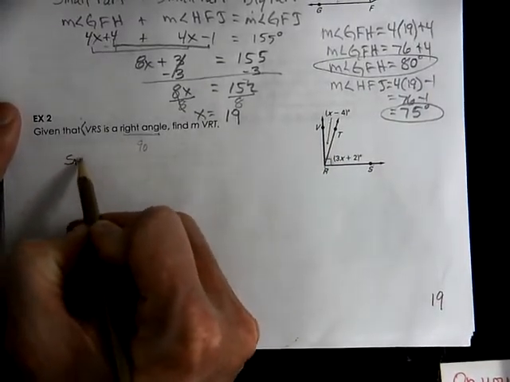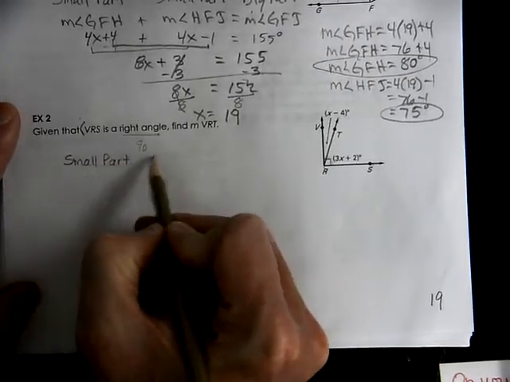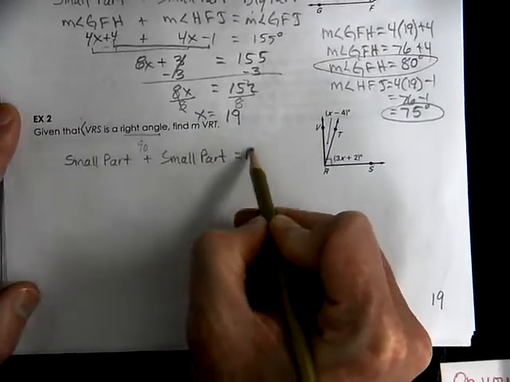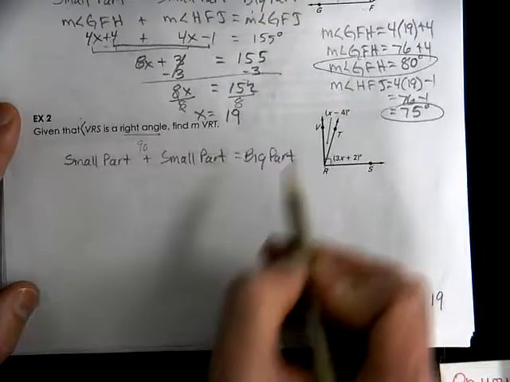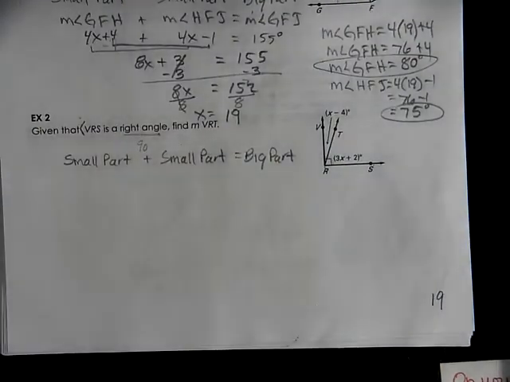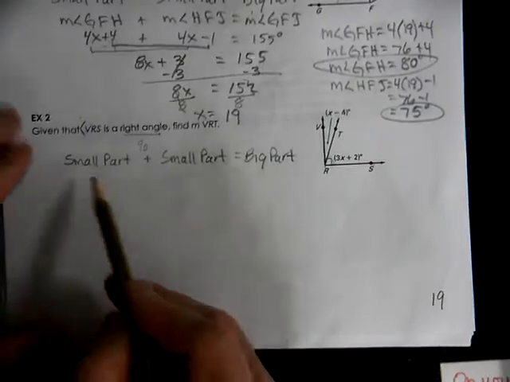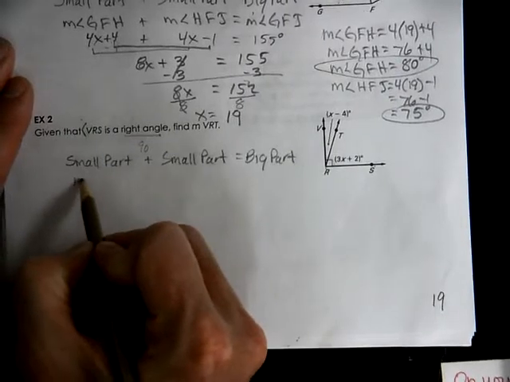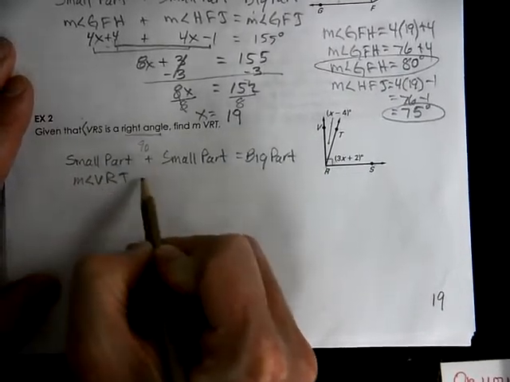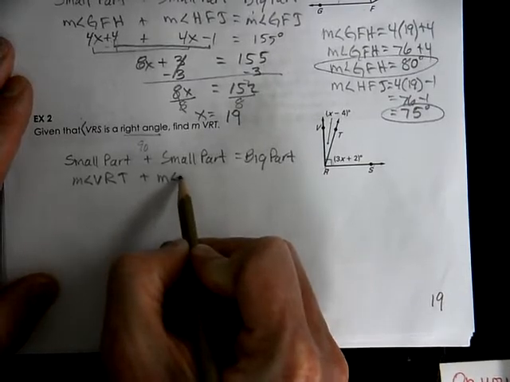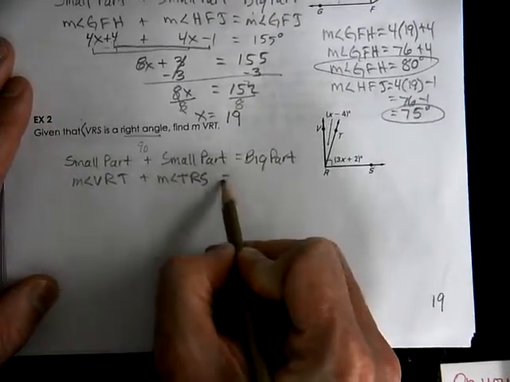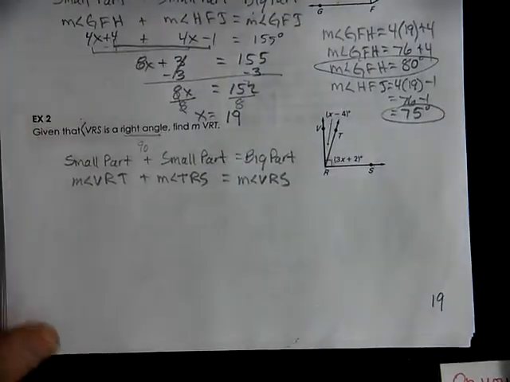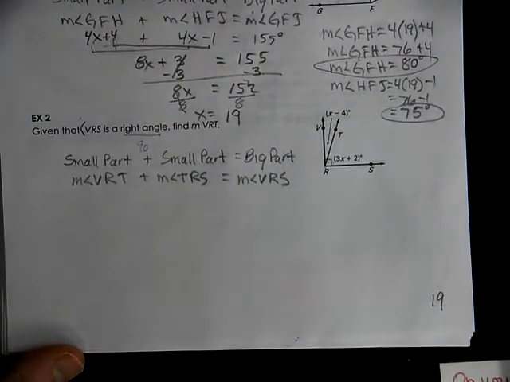So if you like to write the words small part plus the small part, and that equals the big part. You don't have to use the words there, but if that helps keep you organized, I think it's a good thing to recognize what your mind might automatically do. The small part is the measurement of angle VRT and the measurement of angle TRS. That's going to equal the measurement of angle VRS. Small part plus small part equals big part.